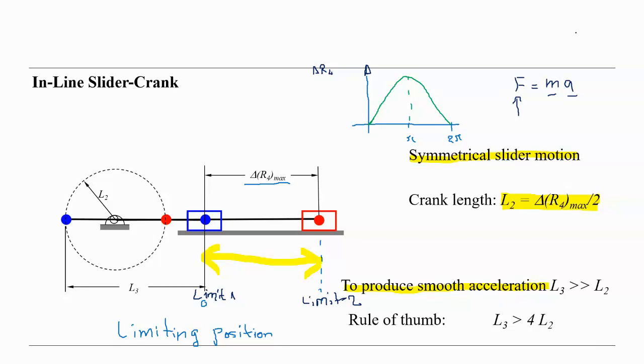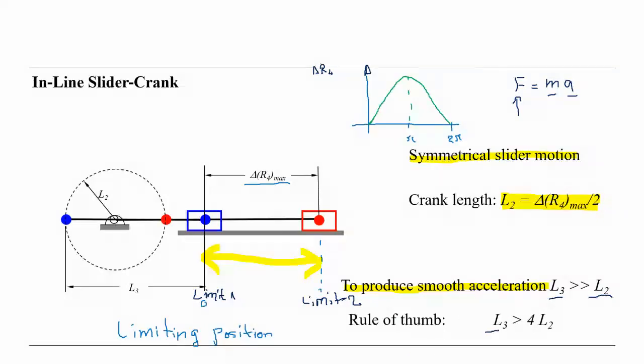So mass, force of inertia. That's the reason why I say to produce a smooth acceleration, that means less acceleration, L3 must be bigger than L2, not equal, bigger.